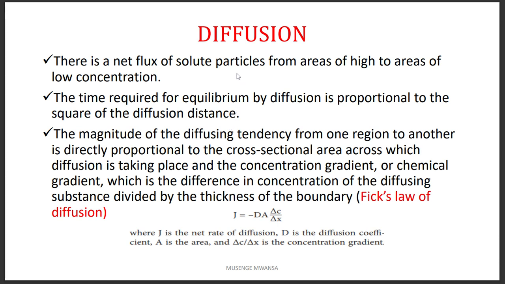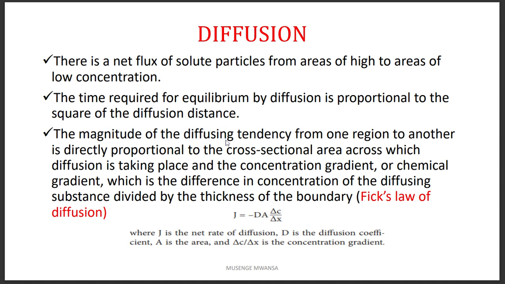So let's say a particle is moving from point A to point B, and the distance there is, let's say, 2, whatever the unit. From this statement, we can find that the time of diffusion is going to be the square of the diffusion distance, meaning that if the distance is 2, square that, then the time it will take is 4, whatever the unit.